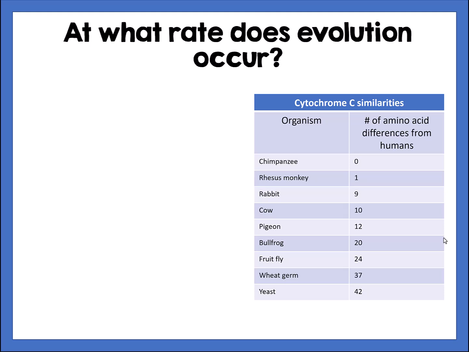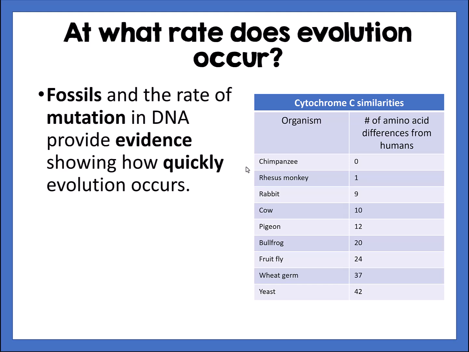So at what rate does evolution occur? So if we're talking about common ancestors evolving into different groups of organisms, how quickly does that occur? Fossils and the rate of mutation in DNA provide evidence showing how quickly evolution occurs, because of course it requires a mutation in the DNA in order to change an organism or population.